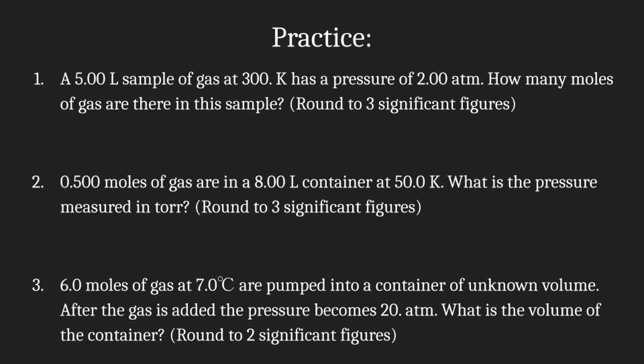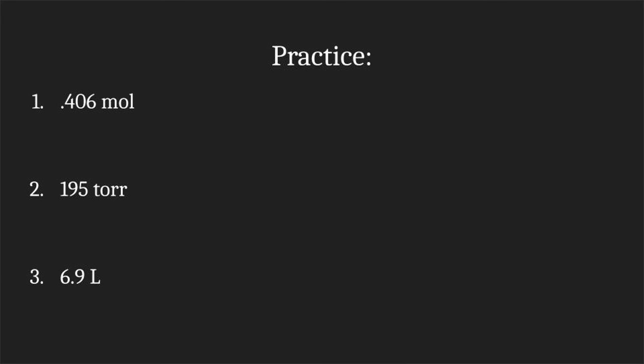Now that we've gone through some examples together, here are 3 practice questions that you could try on your own. 2 hints I'll give you is, check that your temperature has the correct unit, and make sure you're using the correct version of R. Now at this time, I encourage you to pause the video, and the answers will be on the next slide for you. The solutions are as follows. For question 1, there was 0.406 moles of gas. For question 2, the pressure was 195 torr. And for question 3, the volume was 6.9 liters.